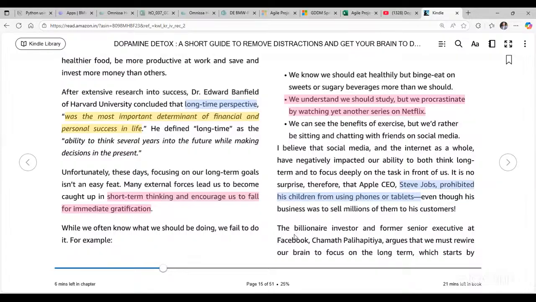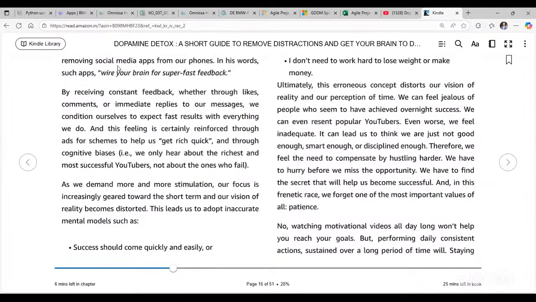Right. So the billionaire investor and former senior executive at Facebook, Chamath Palihapitiya, argues that we must rewire our brain to focus on the long term, which starts by removing social media apps from our phones. In his words, such apps wire your brain for super fast feedback. We need to remember this one actually. Wire our brain for super fast feedback. And we always expect that kind of feedback from everyone. So this is a trap actually.